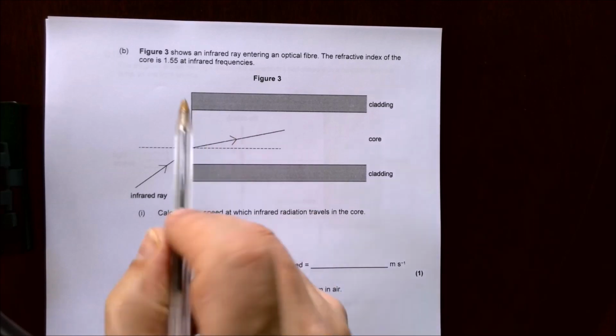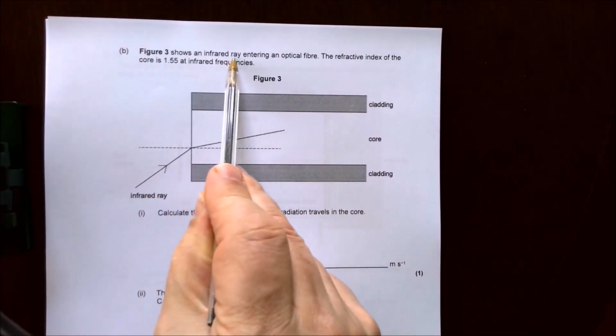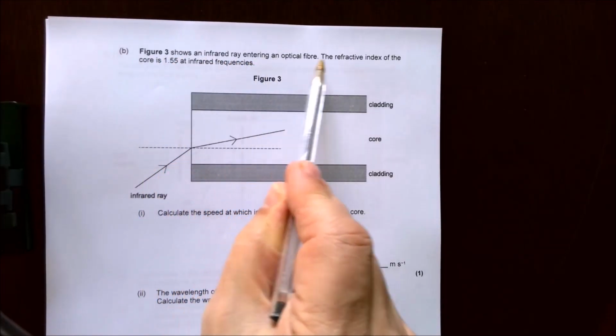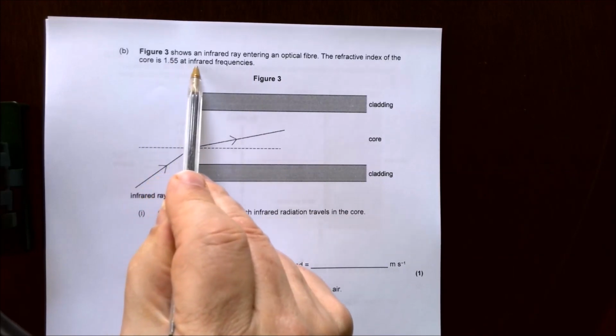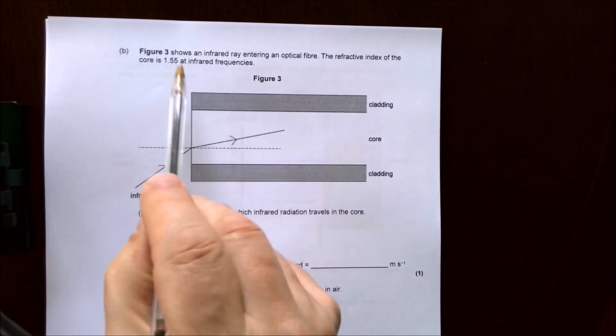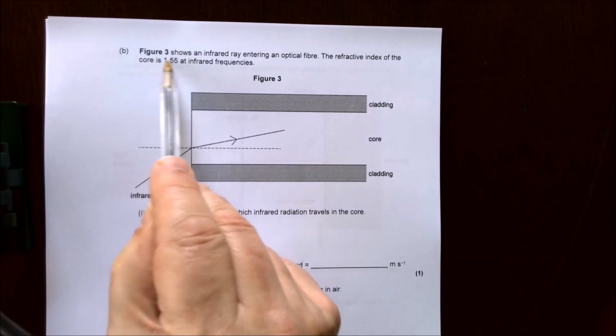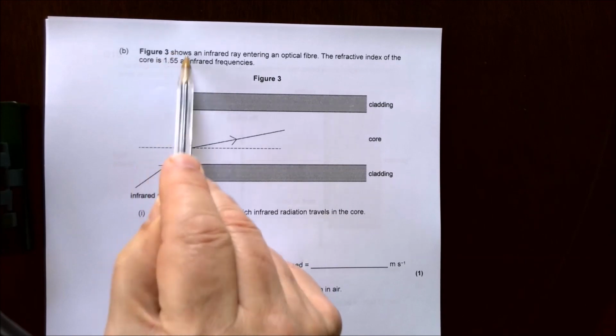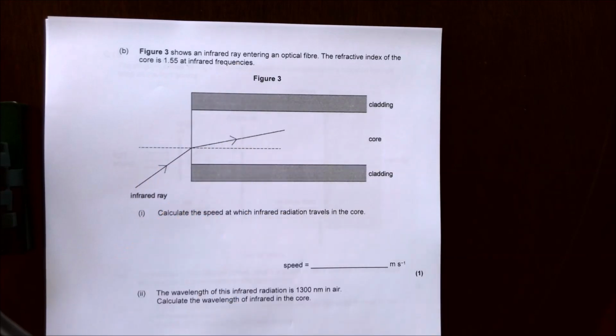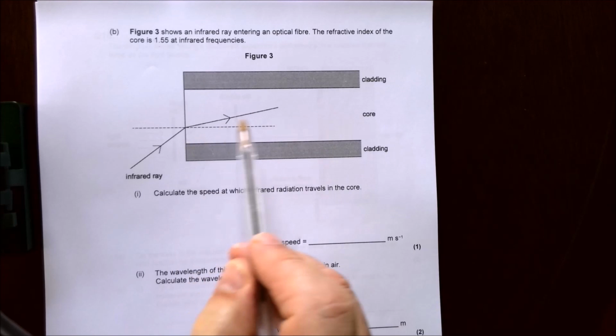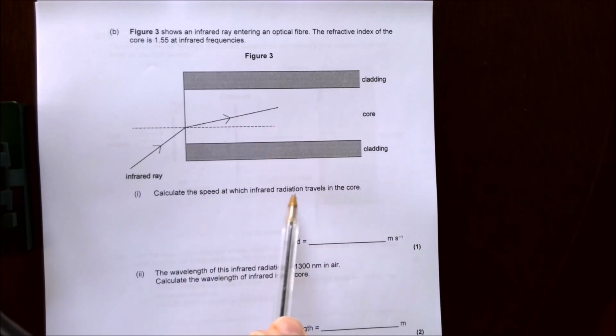So figure 3 shows an infrared ray entering an optical fibre. The refractive index of the core is 1.55 at infrared frequencies, so that's just reminding you that the refractive index isn't a constant for a material, even though we often treat it as if it is. It does depend on the wavelength or the frequency. Here's a diagram of the light entering the fibre. Calculate the speed at which it travels in the core.